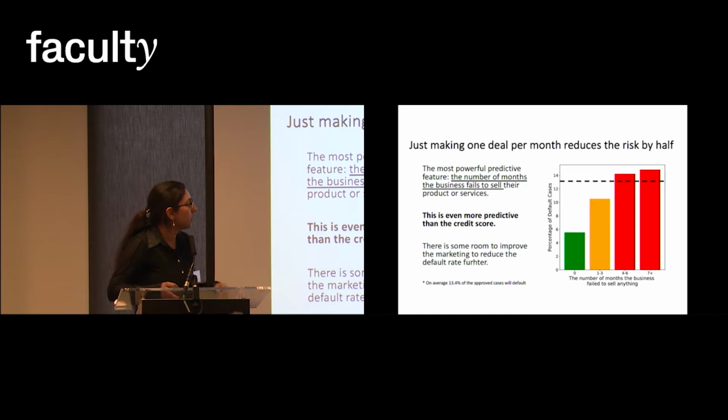So how does this relate to the default rate? As you can see here, as the number of missing months of transactions is increasing, so is the default rate. And this is actually the most powerful predictive feature in my model. Quite interestingly, this feature performs better than the credit score, which is the industry standard for risk assessment.